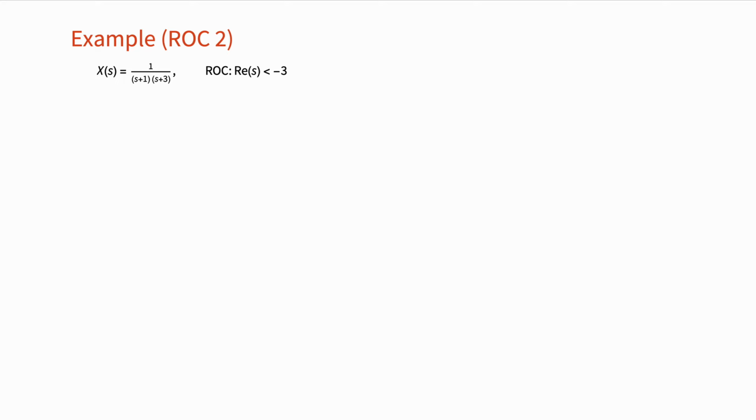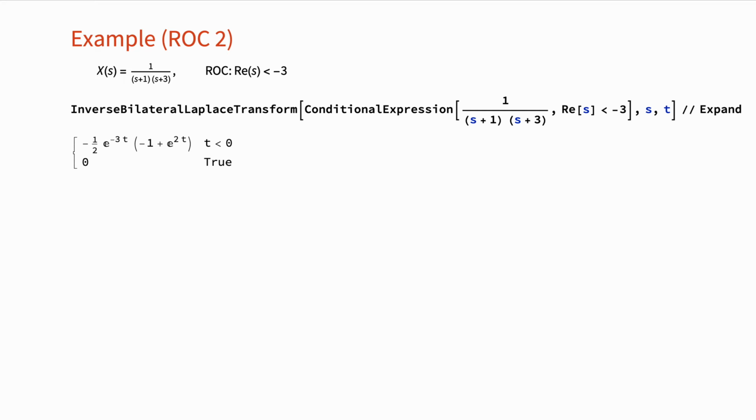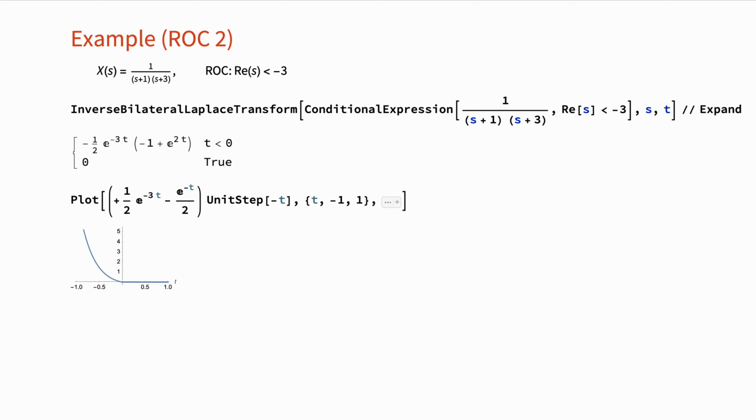Now let's consider the other case of the half plane for the ROC, where the real part of s is less than -3. Again, using the Wolfram language, the function inverse bilateral Laplace transform together with the conditional expression to enforce the condition that the real part of s must be less than -3, we get the signal as shown here, and we can plot it to see how the left-sided signal changes over time. As expected, the signal is unbounded.